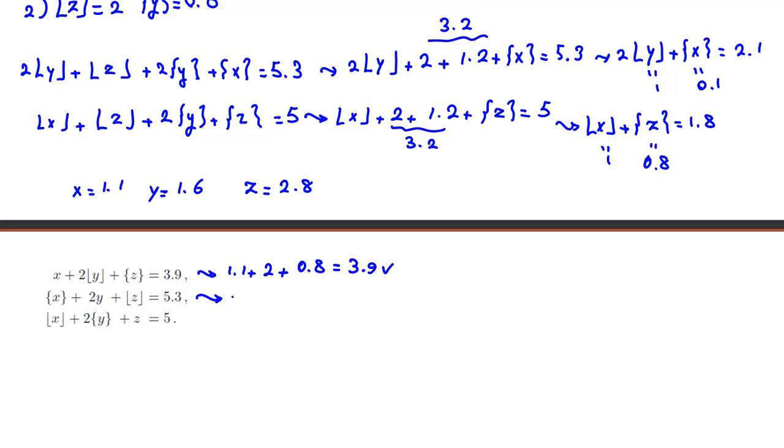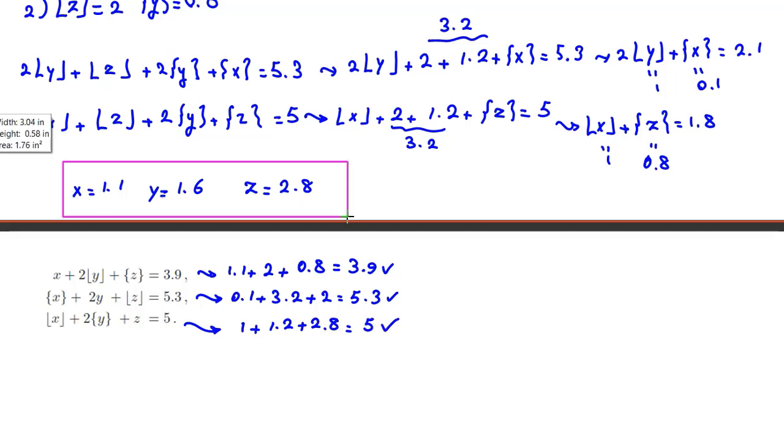Now, next one. The fractional part of x, which is 0.1, plus 2y, 3.2, plus the fractional part of z, which is 2. It's 5.3. It's correct. And the integer part of x is 1 plus 2 times the fractional part of y, 1.2, plus z, 2.8. So here it will be 5. It's correct. Okay. So we found two parts of the solution.